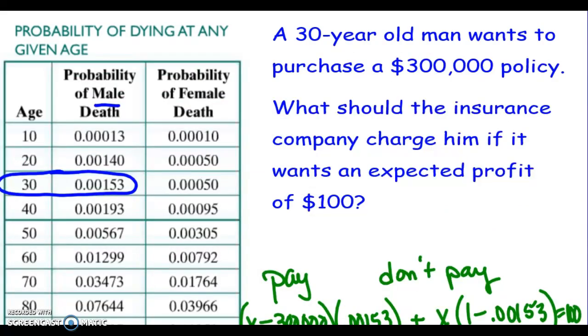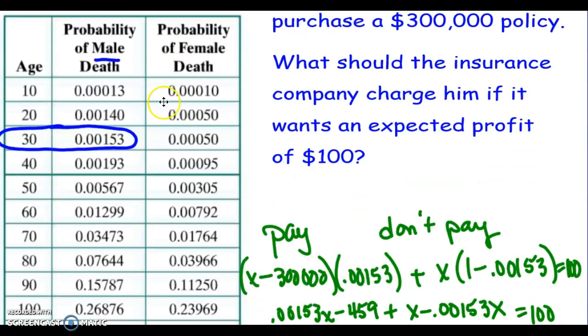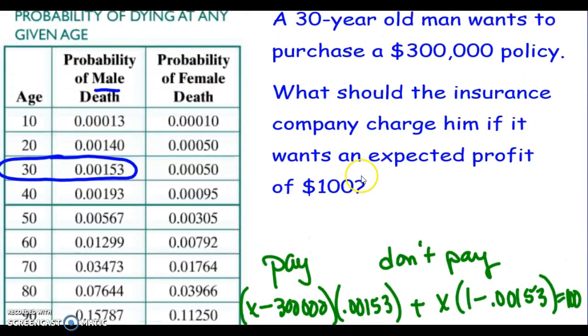Here's another example: probability of dying at any given age. So this is a whole chart here with males and females at various ages. A 30-year-old man wants to purchase a $300,000 policy. What should the insurance company charge him if it wants an expected profit of $100?